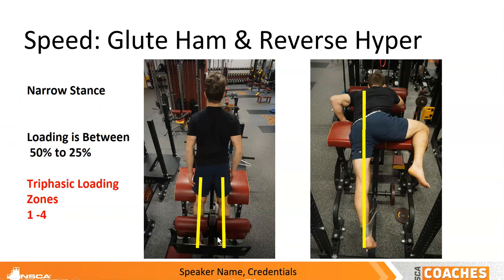I assume most people take athletes through a combination of various loading zones and not strictly heavy all the time. So loading zones between 50 to 25%. These are triphasic loading zones 1 through 4. And you can see in the reverse hyper, athletes here, that hand's connected, lat crosses over from this QL to this glute, and then the sling runs down this leg, but this leg is straight in line when they're in the lighter loading zones, whether they're using bands or light loads, it doesn't matter.